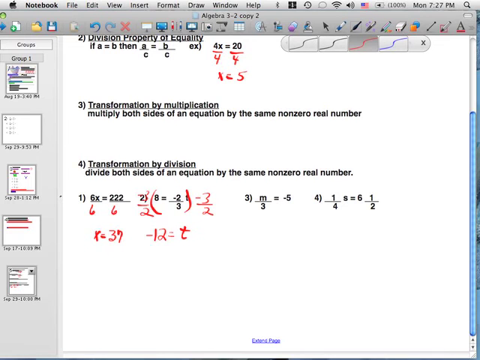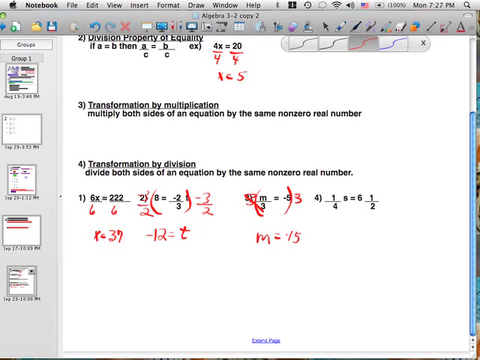The third example, I'm dividing by 3, and I want to get to m by itself, so I'll use the opposite of division by 3, which is multiplying by 3. The 3's cancel out, and I get m equals negative 15.